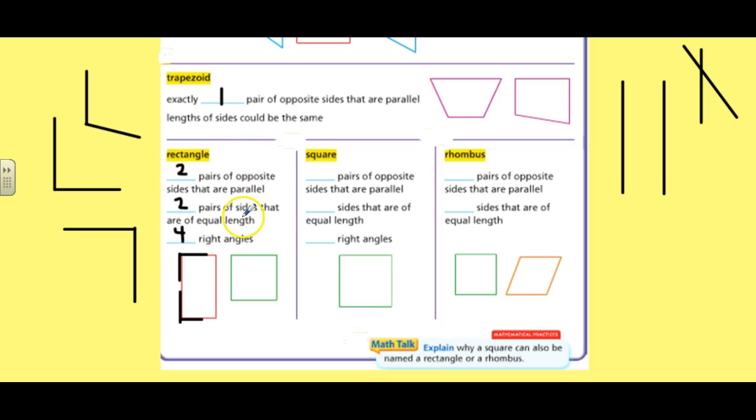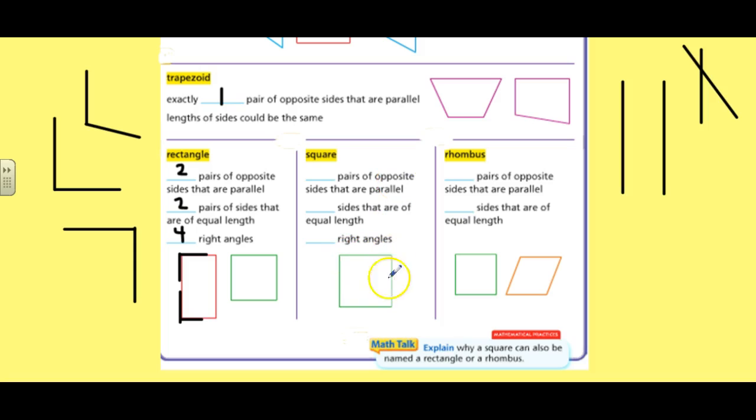So now we're done with our trapezoid and our rectangle. Now we're going to move on to a square, and you'll be able to see more of why a square can be a rectangle as well. So it says that it has blank pairs of opposite sides that are parallel.